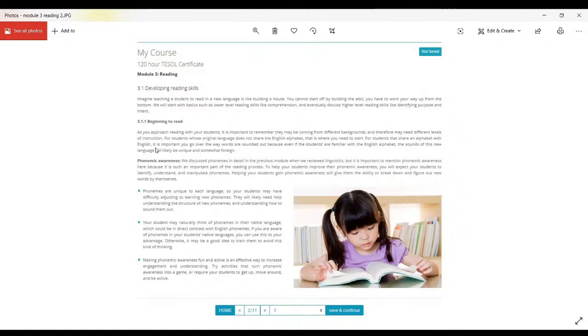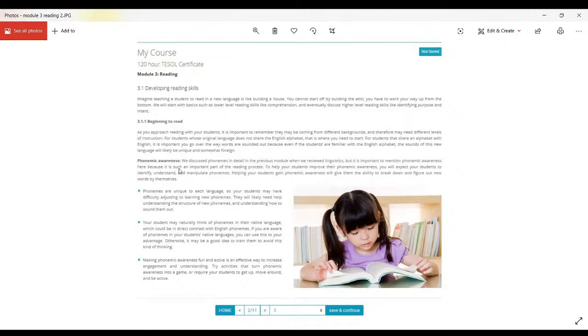3.1, developing reading skills. Okay, so under that is the first bullet or the first part. 3.1.1, beginning to read. As you approach reading with your students, it is important to remember they may be coming from different backgrounds and therefore may need different levels of instructions.